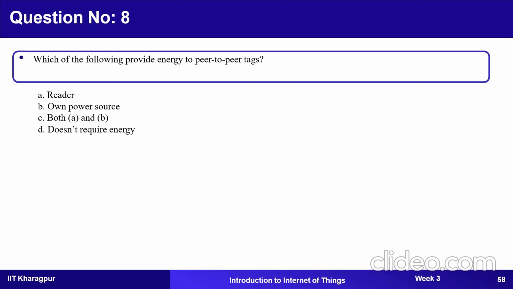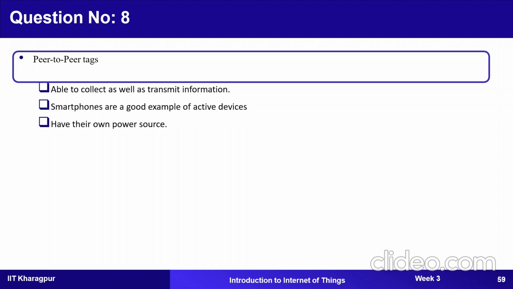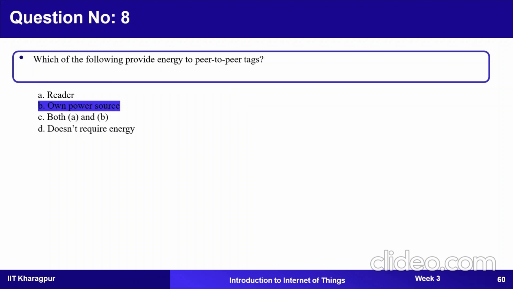In the case of active tags, they have their own power source. However, in the case of passive tags, the power is taken by the tags from the reader. So the correct option for this question is own power source. Basically, these peer-to-peer tags have their own power source.